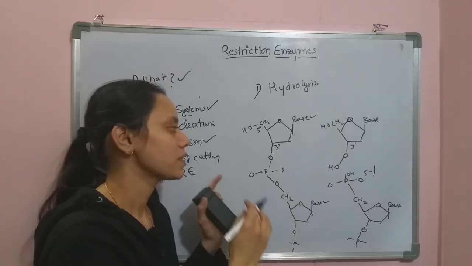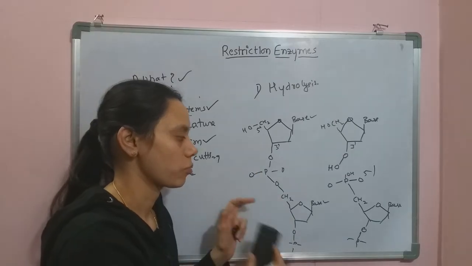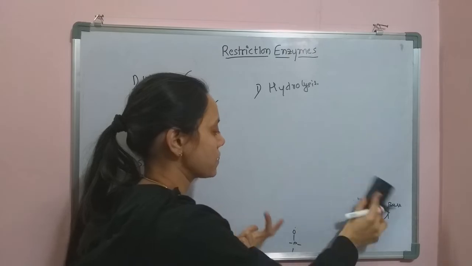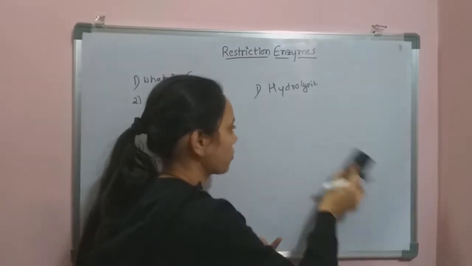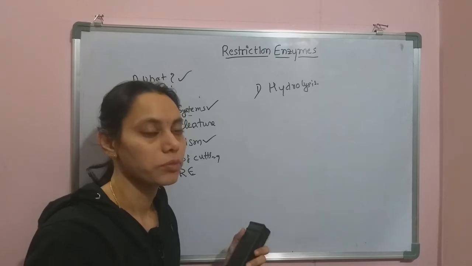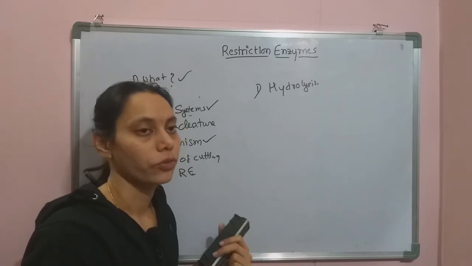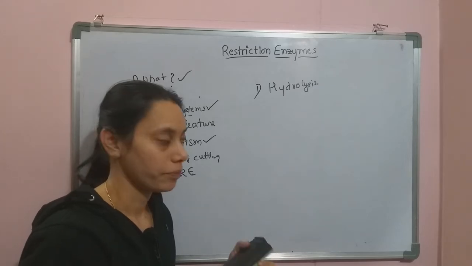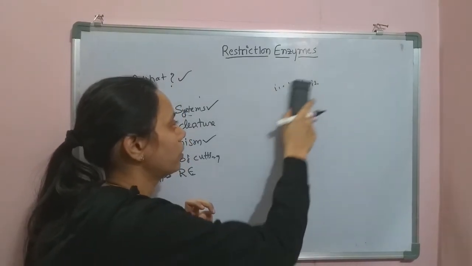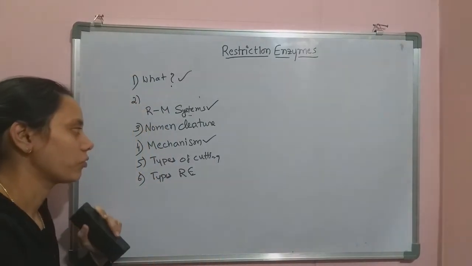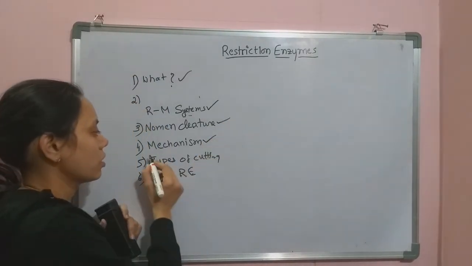That means it makes the hydrolysis of the phosphodiester bond. These Mg2+ ions which are present at the active site made it possible. That means they hold the water molecule and make it polarized and deprotonated. So that is the mechanism of the restriction enzymes.